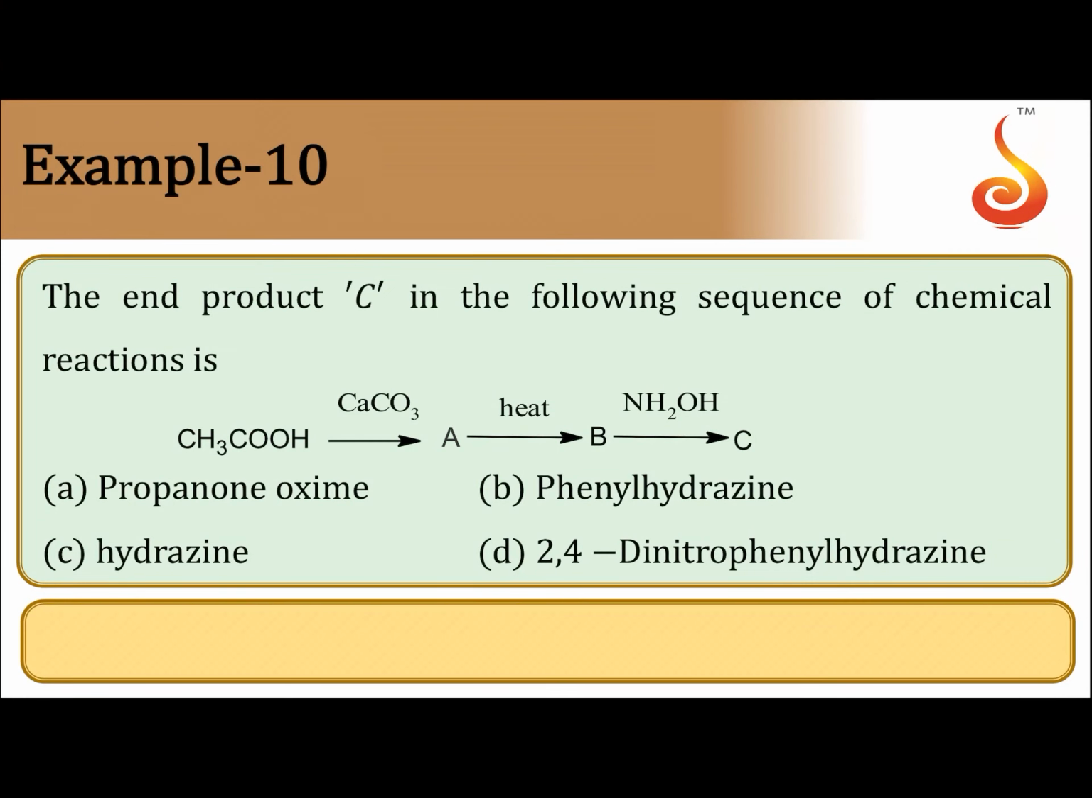The end product C in the following sequence of reactions is what? What is the first reactant? Acetic acid. Acetic acid treated with calcium carbonate gives calcium acetate. Let us see what happens.